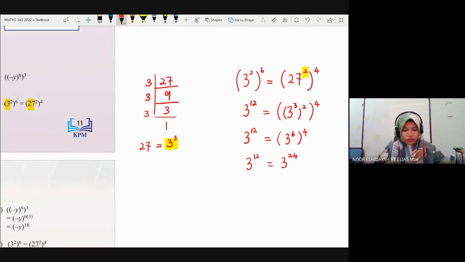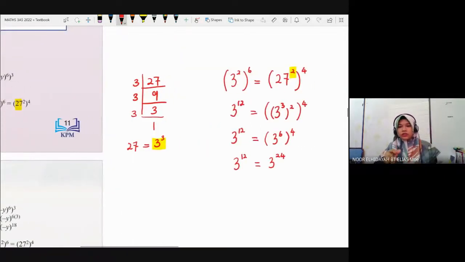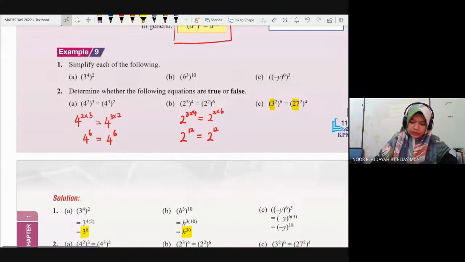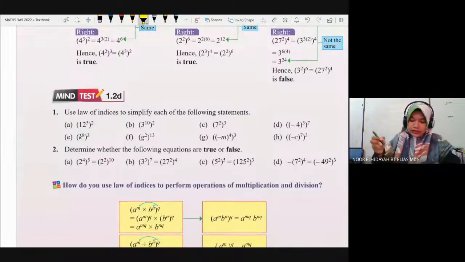So is it true or false here? Number untuk C, is it true or false? Is it equal? No. Okay, false. 3 to the power of 12 is not equal. The final answer letak equals tu kepada not equal. 3 to the power of 12 is not equals to 3 to the power of 24. Therefore, it is false. Harap boleh jelas. Nanti awak cuba tengok semula this one supaya lebih faham. Okay, so selesai untuk the next learning standard.